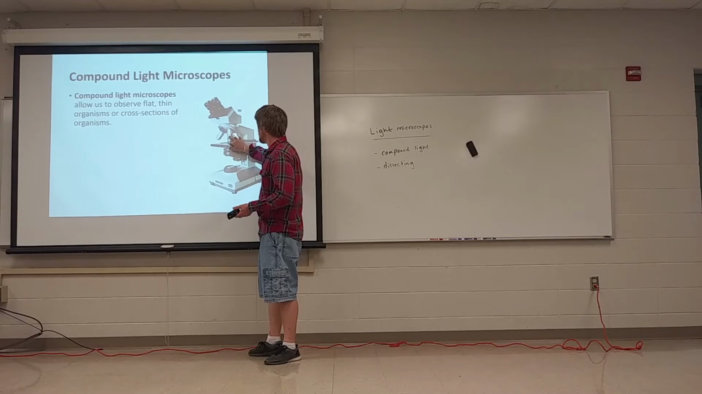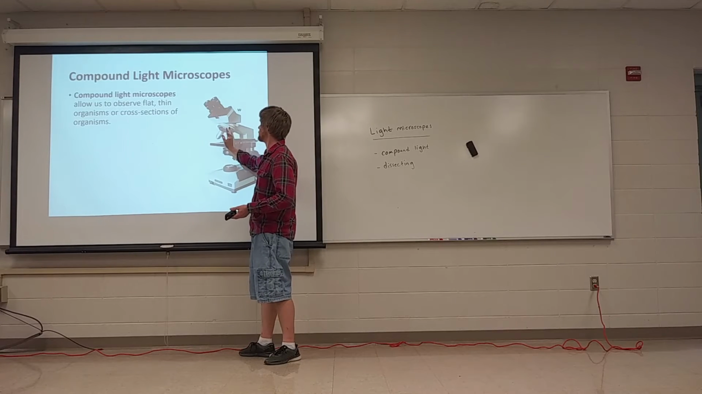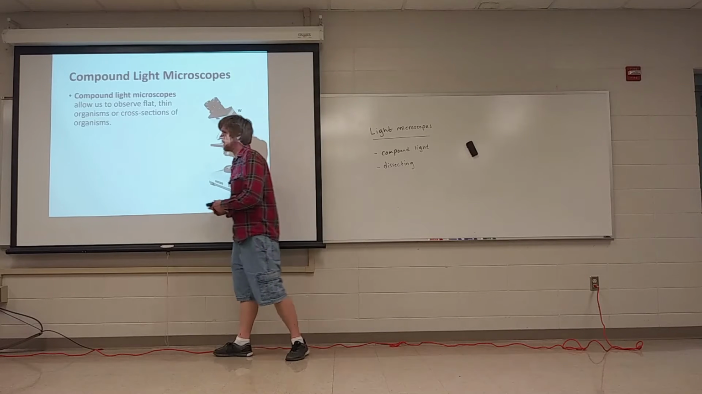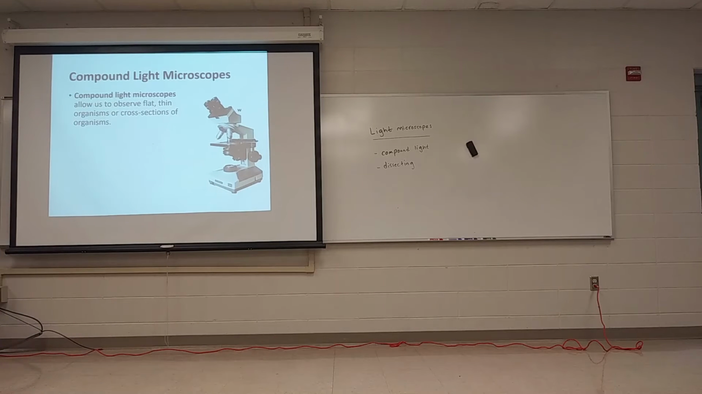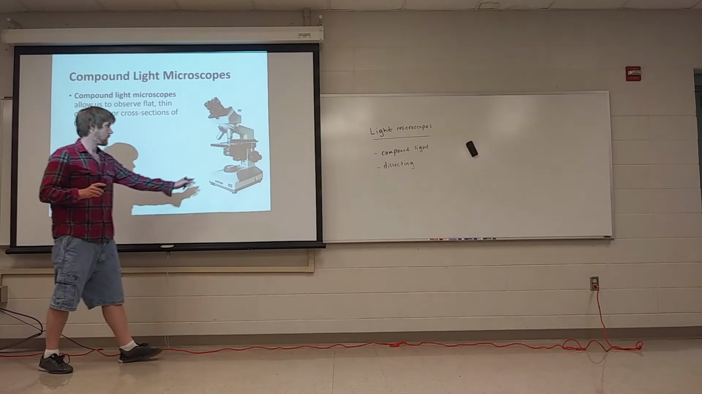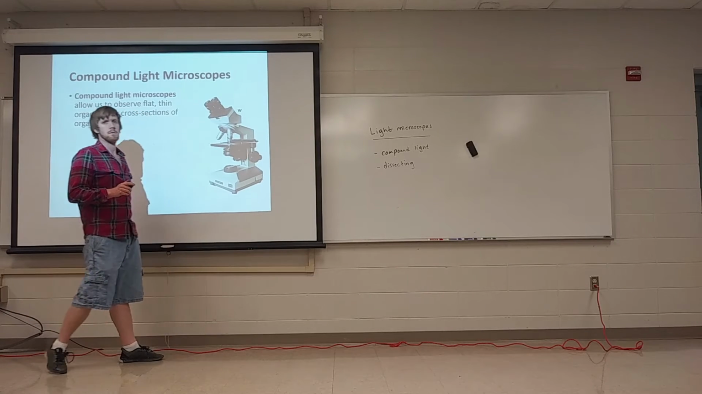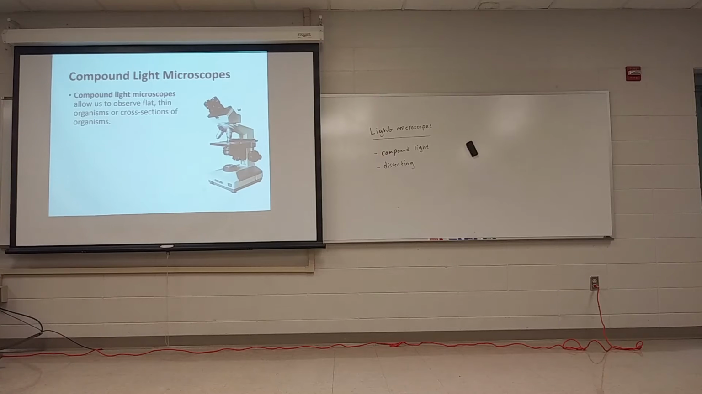You can observe through the objective and the ocular lens, which magnify between 40 and 400 times the naked eye normally. Light comes from below and illuminates. It has to be a very thin organism, or it has to be a cross-section, so you're looking at a very thin cross-sectional slice. This type of microscope requires that kind of specimen.